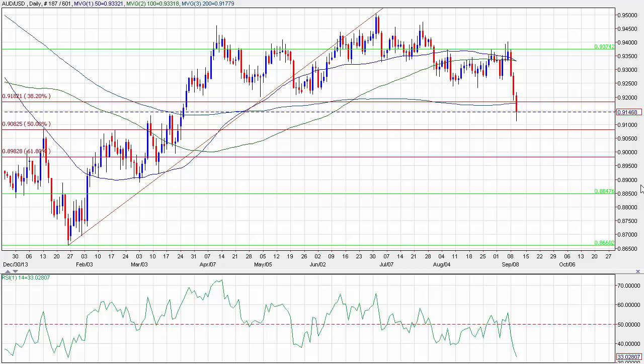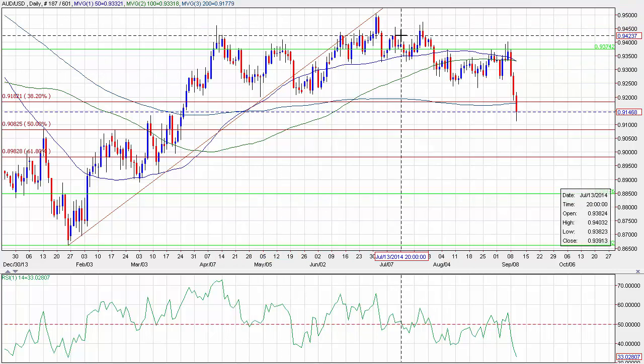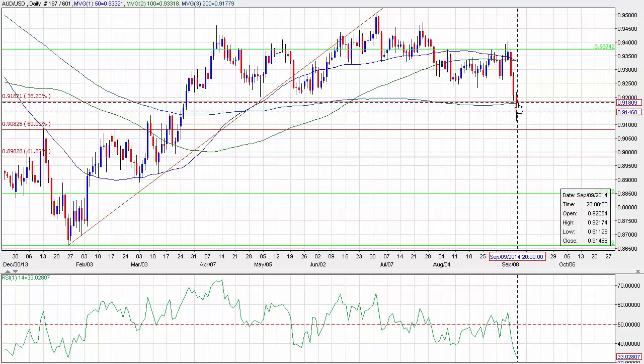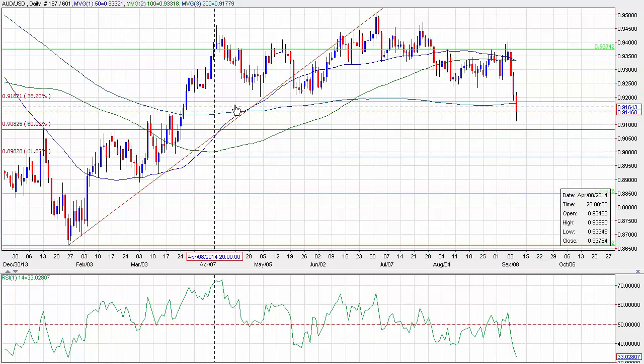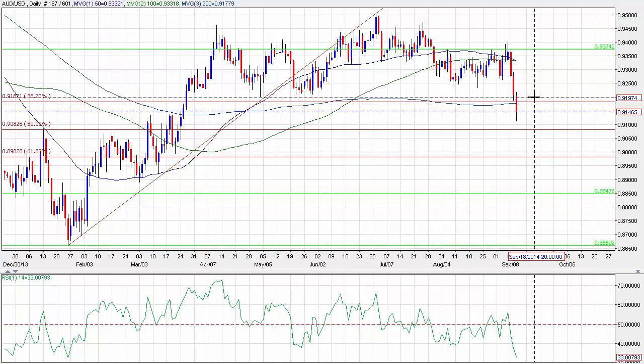The Aussie US dollar pair has clearly broken below 0.92 and thus has put in a price top that has been forming since April. You also see price breaking below the 38.2% retracement and the 200-day simple moving average. So we basically have a bearish signal.